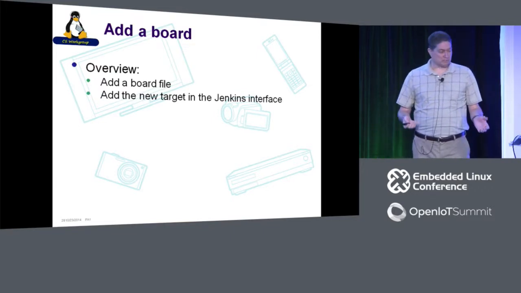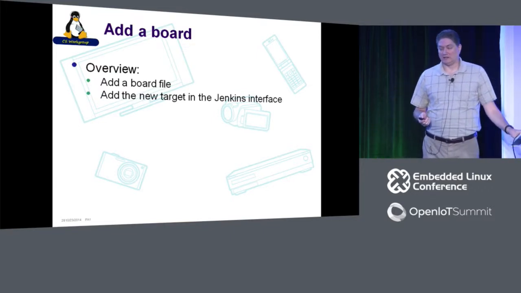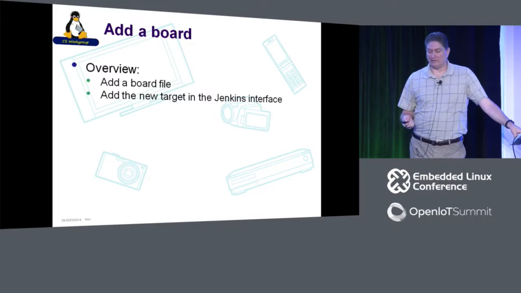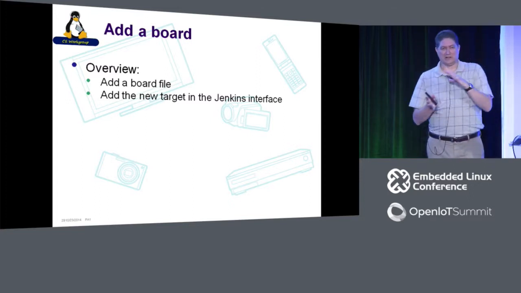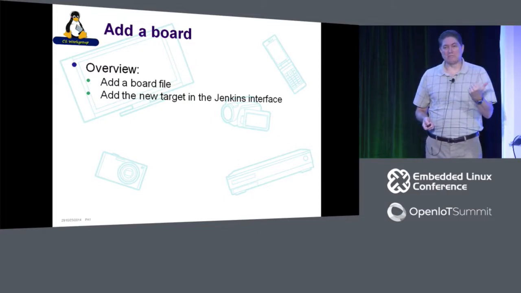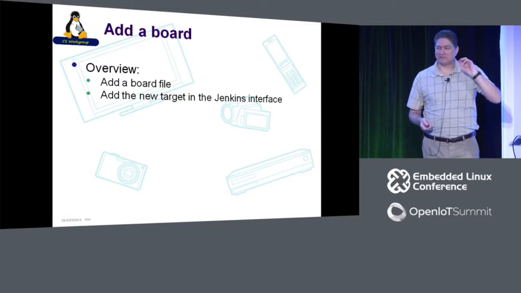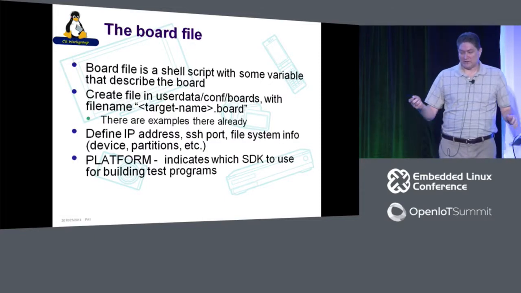So to add a board, it's pretty simple, actually. You add a board file, and then you add a new target inside the Jenkins interface. Again, because there's kind of two things: there's the front end, which is Jenkins, and you have the back end, which is the scripts. With a lot of these operations, you add a little script magic, and then you have to go into Jenkins and kind of glue that script into the Jenkins framework. And that's what happens here.